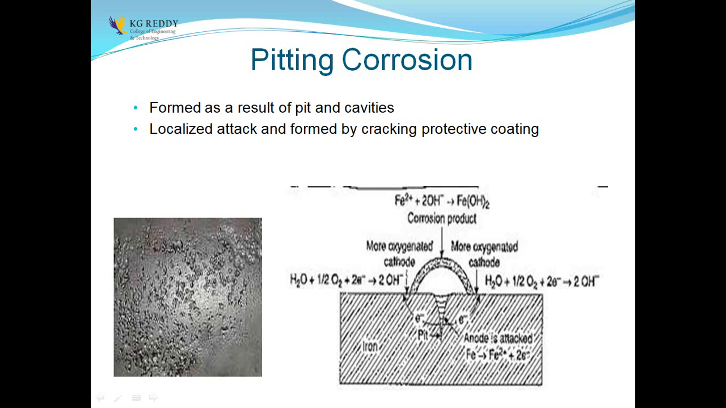Generally it is formed as a result of pits or cavities. It is a localized attack and it forms by cracking of the protective coating. For example, this is a metal. For some reason, for example overstress or overload, it gets cracked. Under that condition, this small part, the crack, acts as an anode.